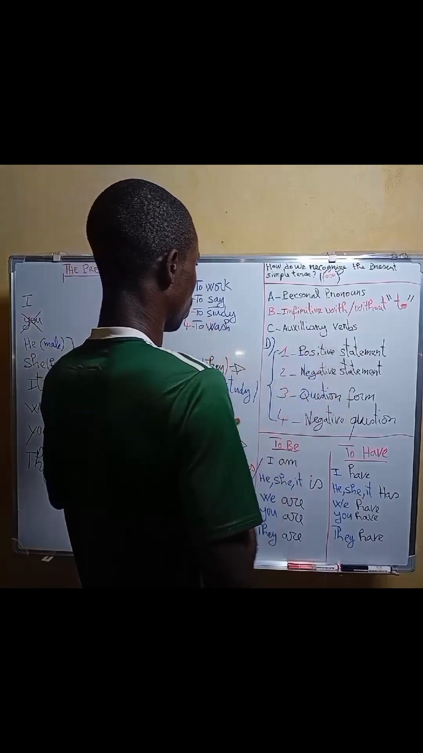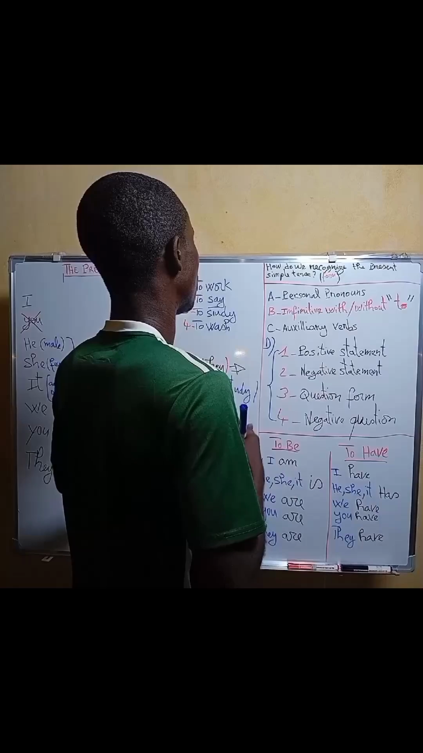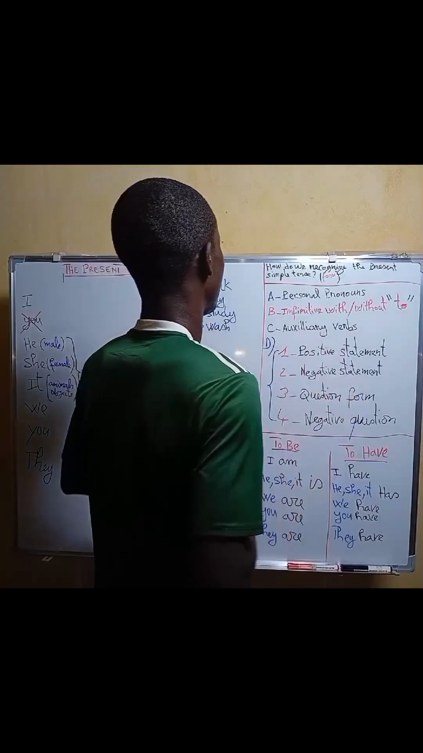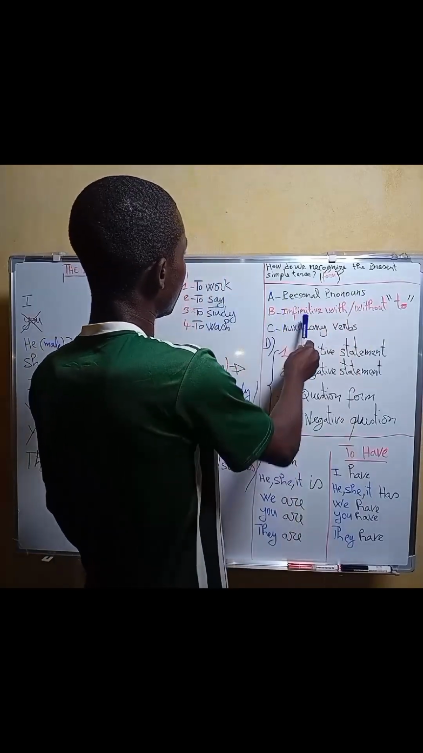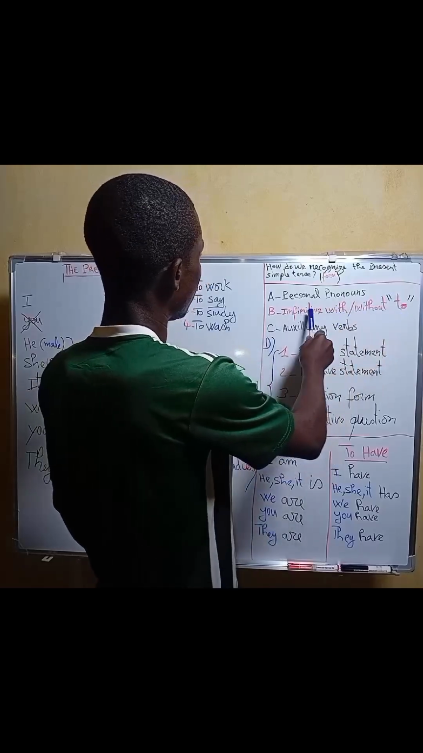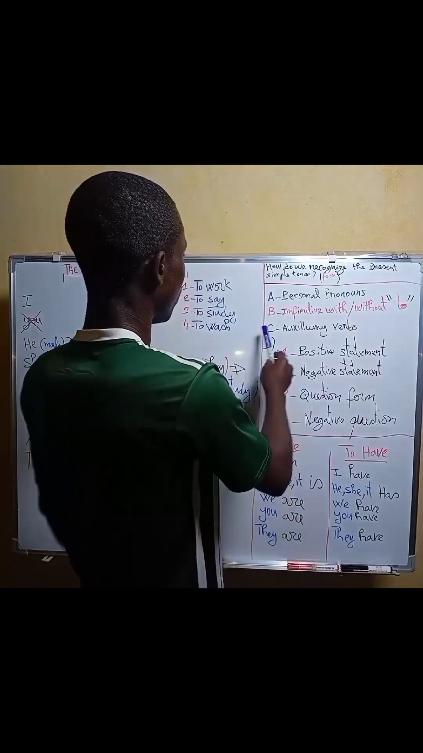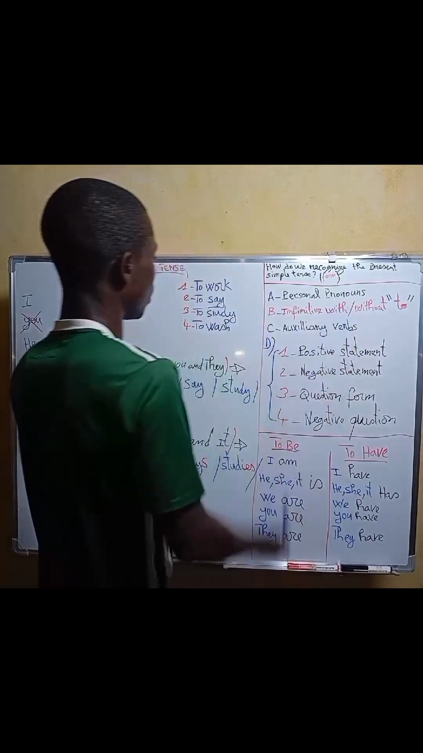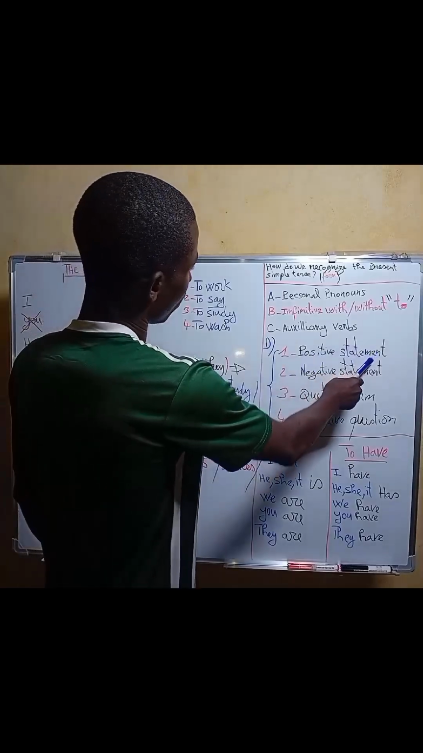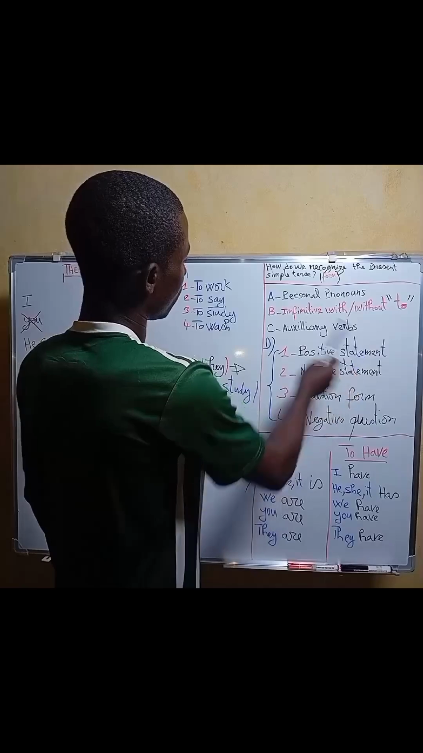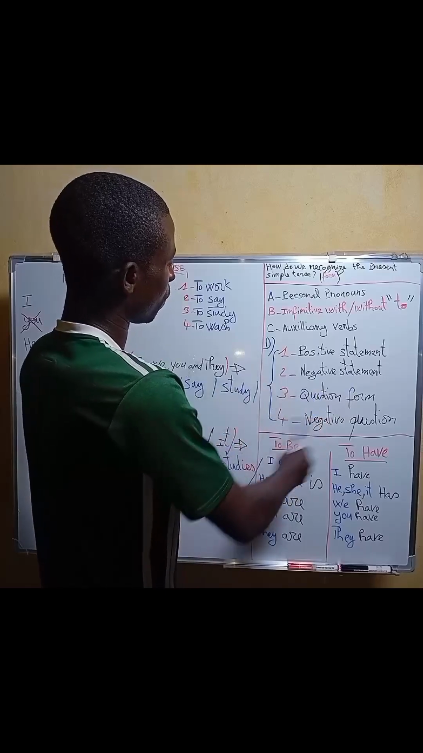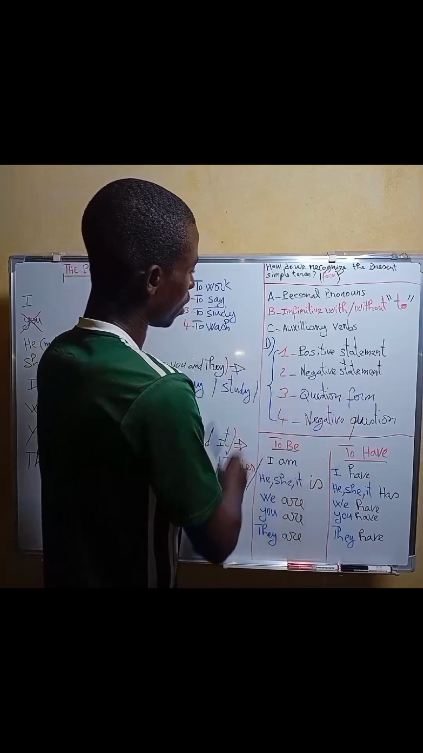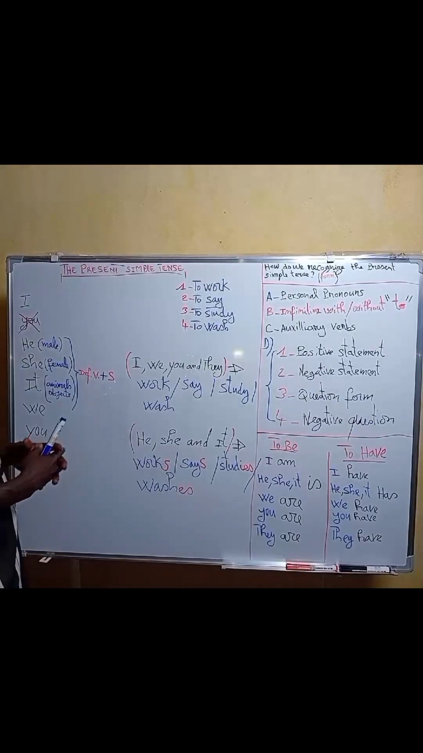To answer this question, we are going to explore notions such as: A. Personal pronouns, B. Infinitive with to and infinitive without to, C. Auxiliary verbs, D. Positive statement or affirmative statement, negative statement, question form, negative question. To recognize the present simple tense is very simple.